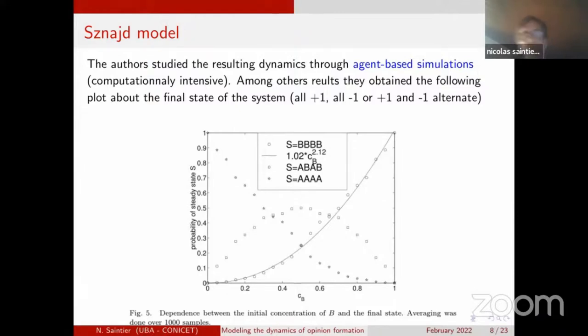In their paper, the opinions are not plus one and minus one, they are A and B. And they noticed first that there are two possible absorbing states, two possible ending states for the dynamic. Everyone has the same opinion, either plus one, that is all A, or minus one, that is all B. Or there is a third state, which is complete disagreement: A, B, A, B, A, B, plus one, minus one, plus one, minus one, which is due to this rule which propagates disagreement.